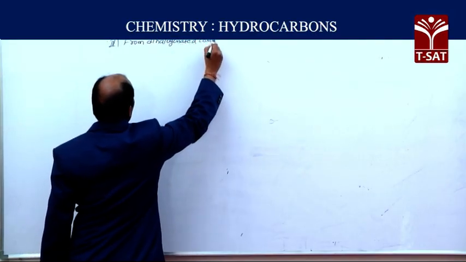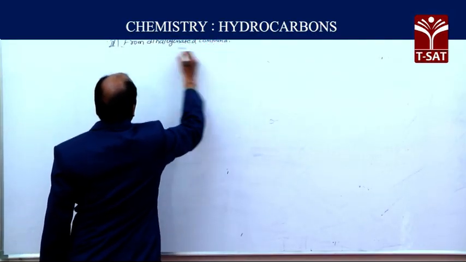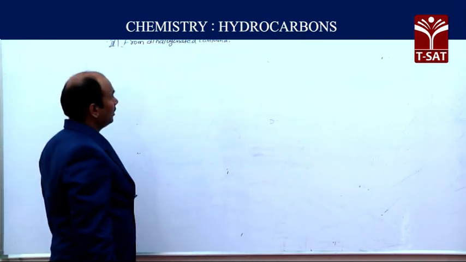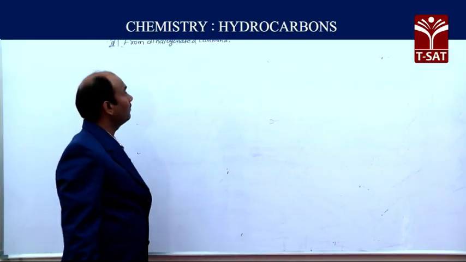In these dihalogenated compounds, there are two types, vicinal dihalides and geminal dihalides. Vicinal dihalides means two halogen atoms are present on adjacent carbon atoms, that is called vicinal.